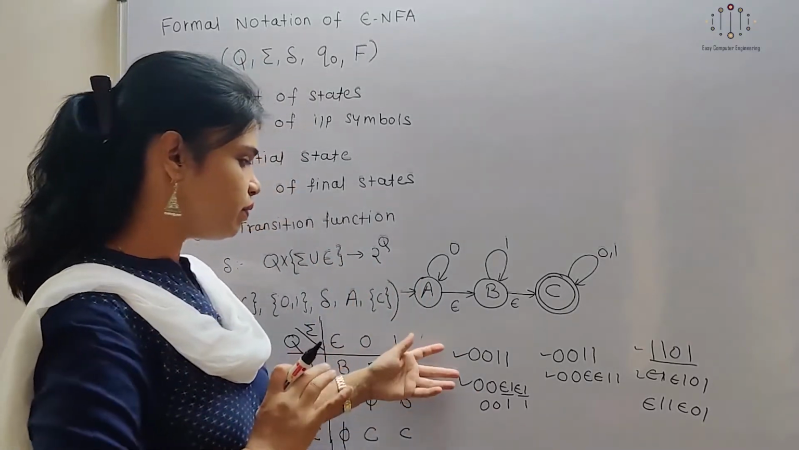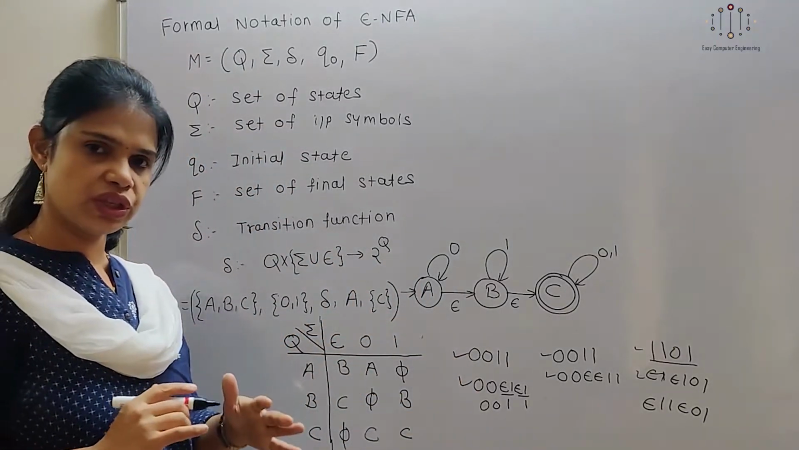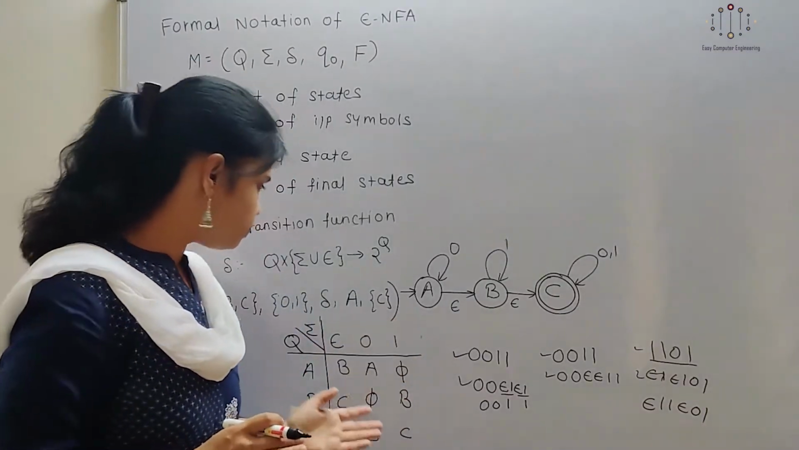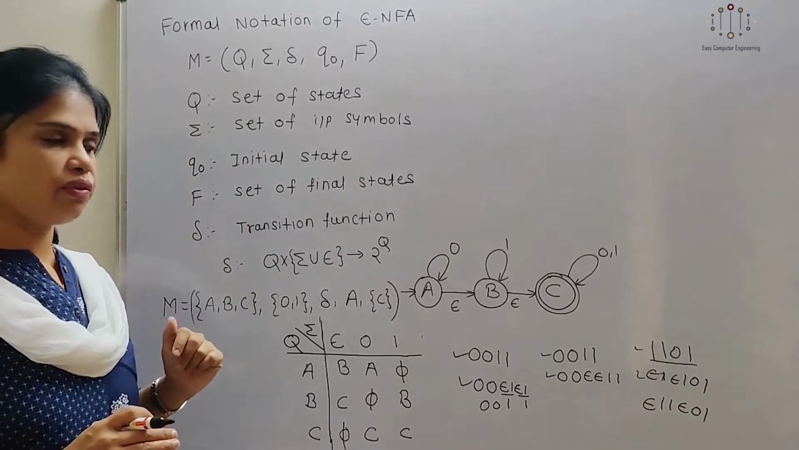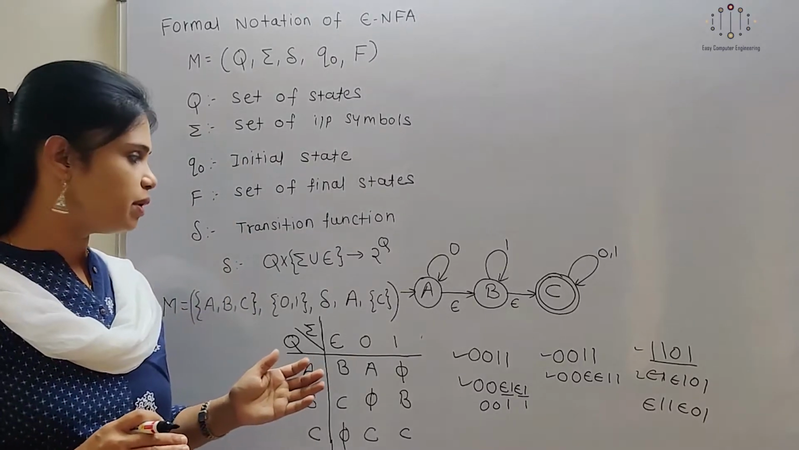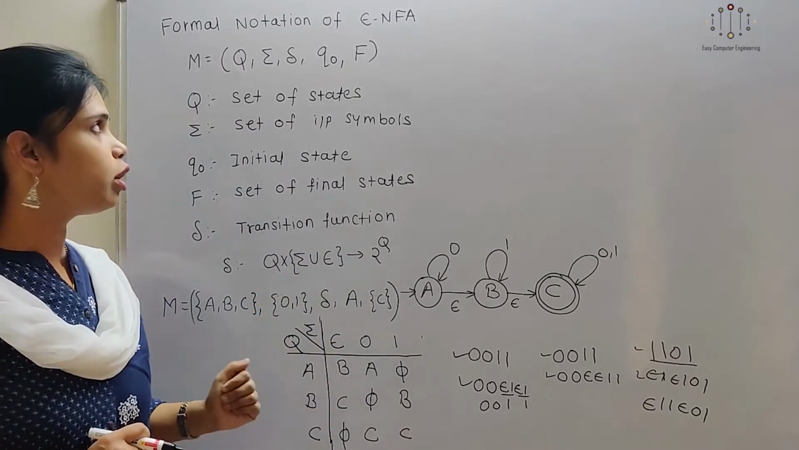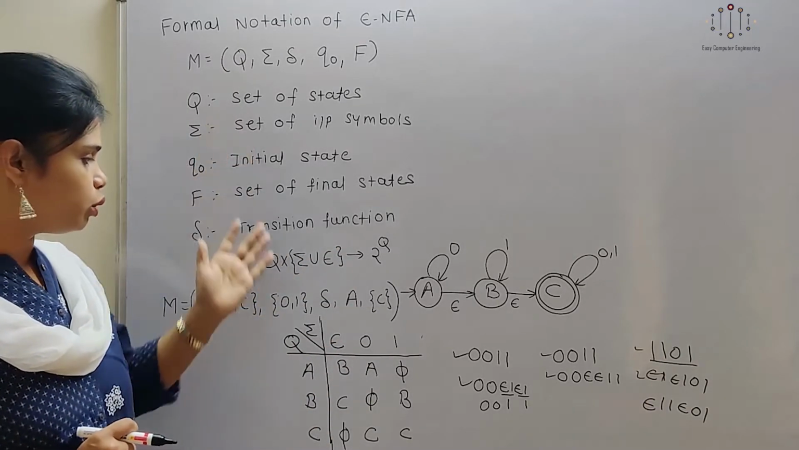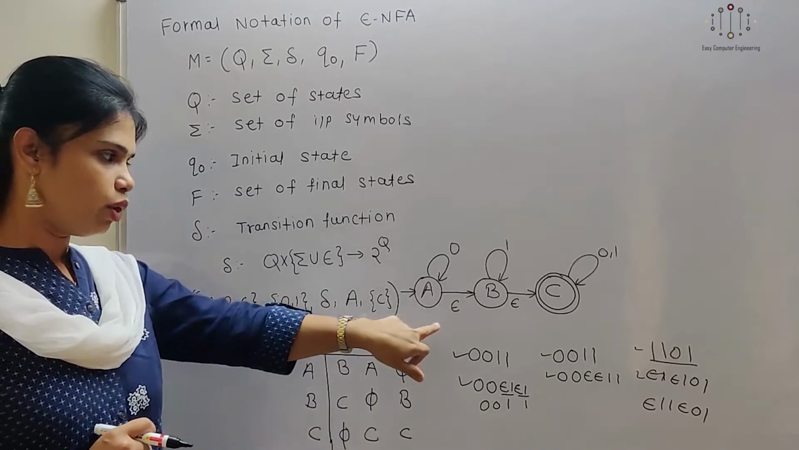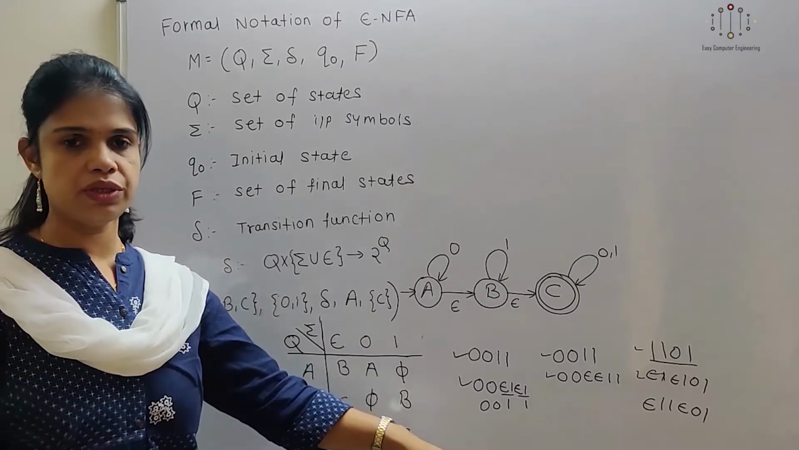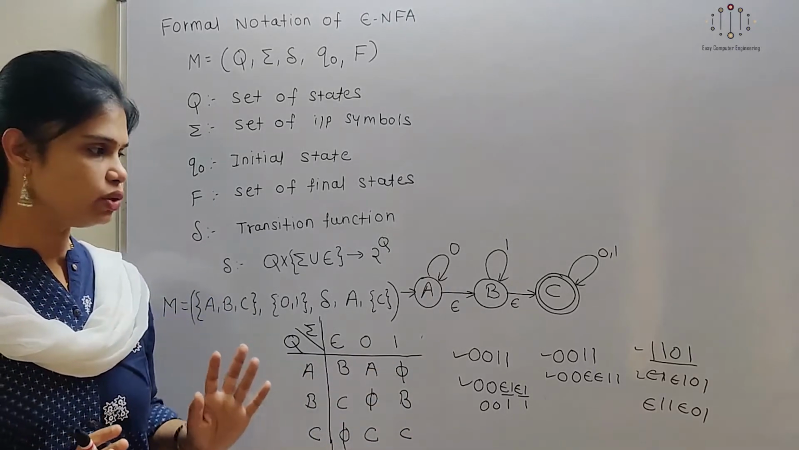Okay, so in this way we can show acceptance and rejection with the help of the transition function. So in this way we can show the Epsilon-NFA. Sometimes in examinations they might ask the question, write a short note on Epsilon-NFA. At that time you have to write all 5 tuples, then take one transition diagram, then the transition table, and show acceptance and rejection of any string.